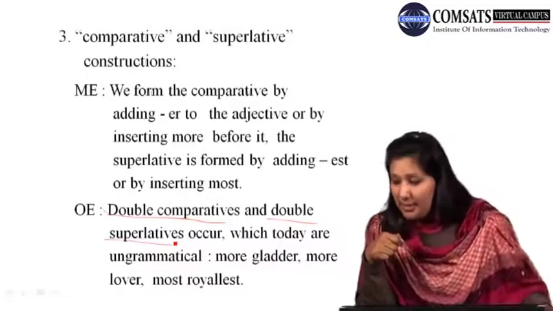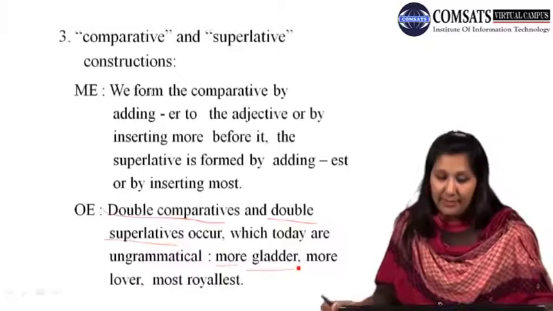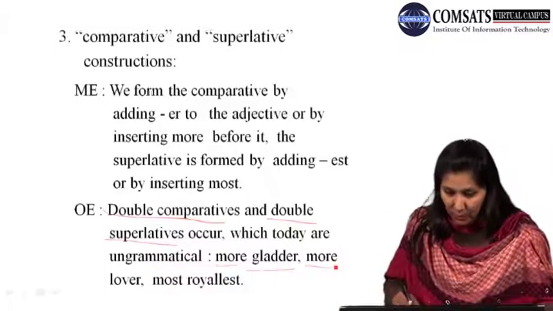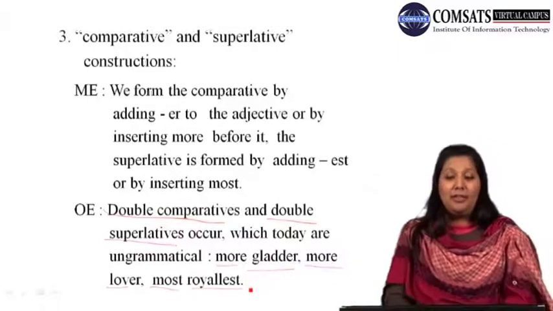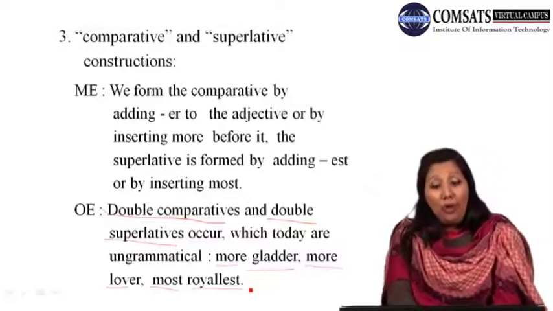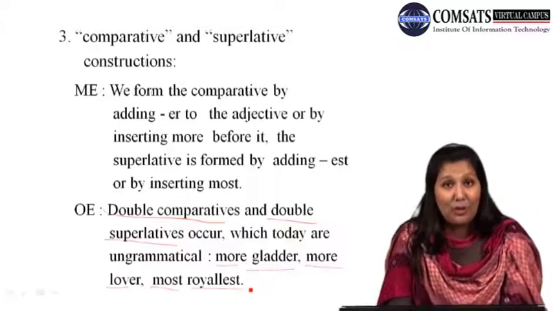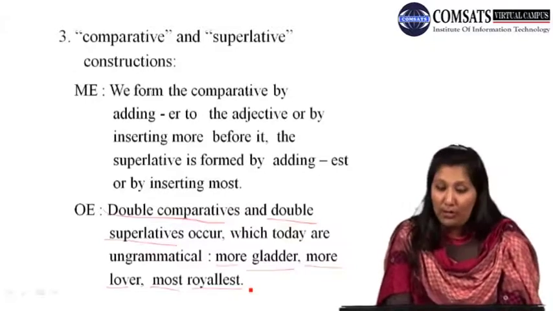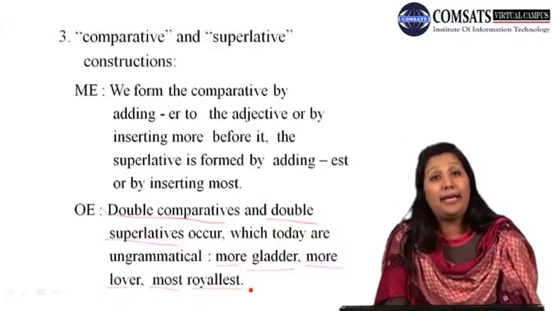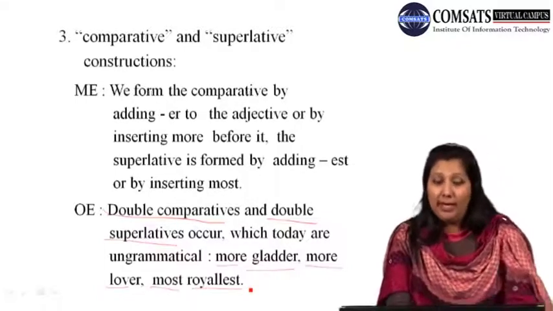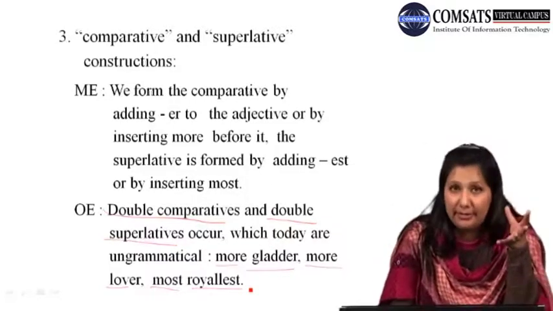For example, the words like more gladder, most royalist, more gladder. More gladder is a combination of two double comparatives. It's a combination of double comparatives. More is a comparative degree, separate comparative degree. Gladder with an addition of er is another comparative degree. But in the Old English period, these two used to come together. More gladder.